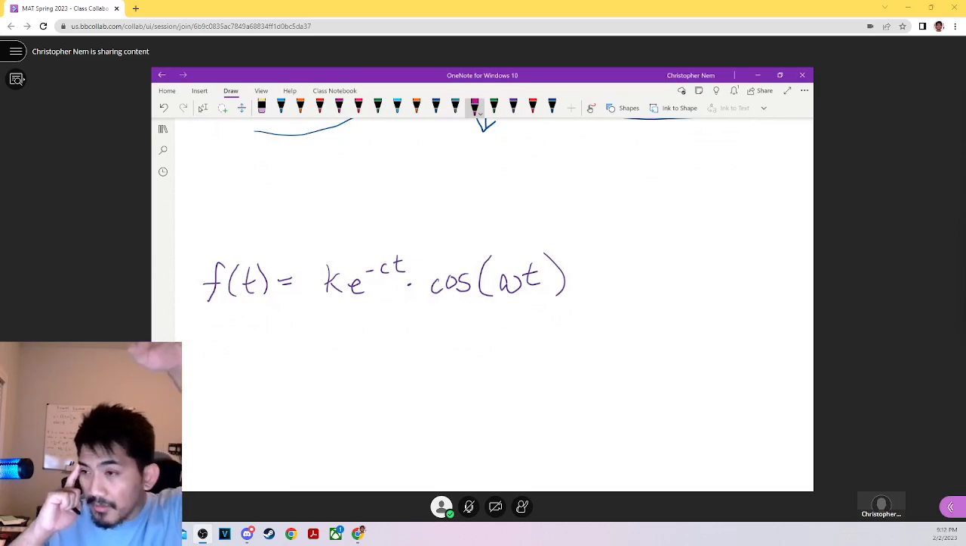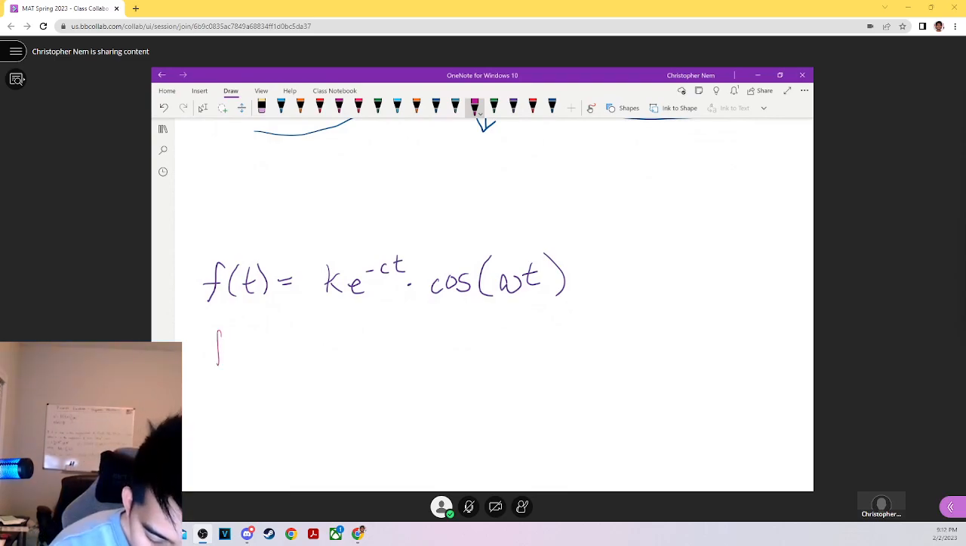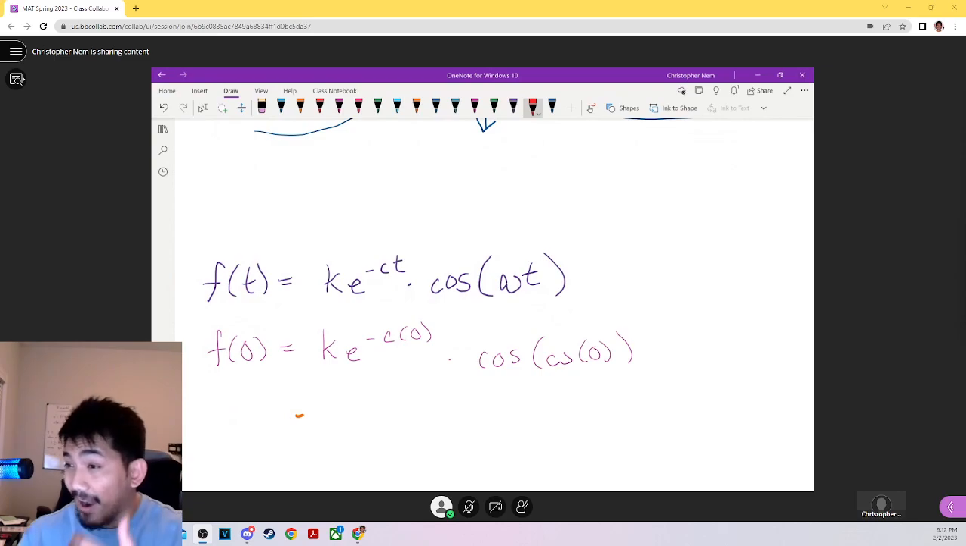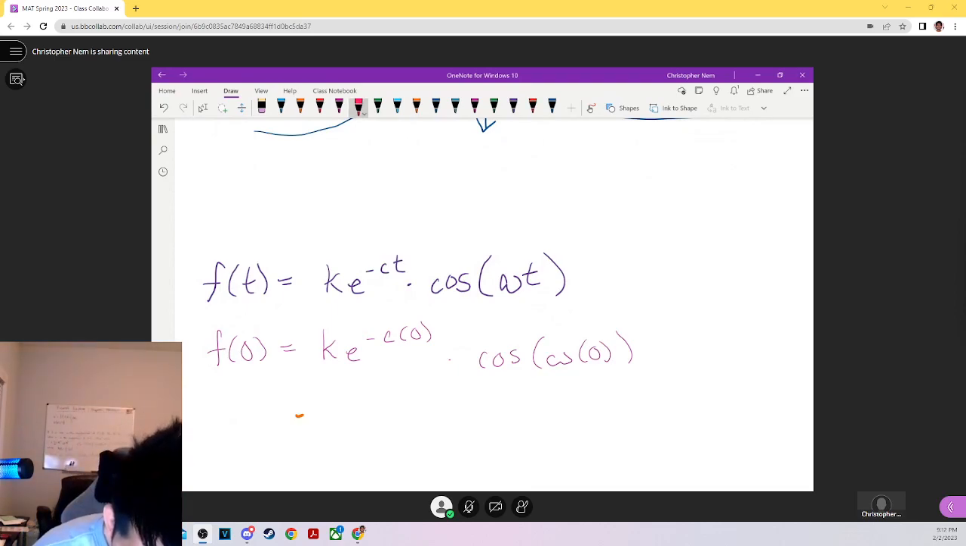When I pulled it up 3 centimeters, that's the initial starting amount. So that means that f of 0 is equal to k e to the negative c times 0 times cosine of omega times 0. If I plug this all in, I get f of 0 is equal to, what is that? F of 0, remember, our output is our initial displacement. I pulled it up 3 centimeters. So f of 0 is actually equal to 3.